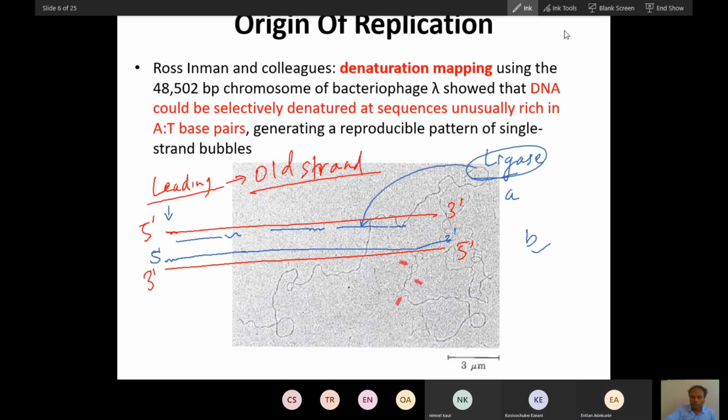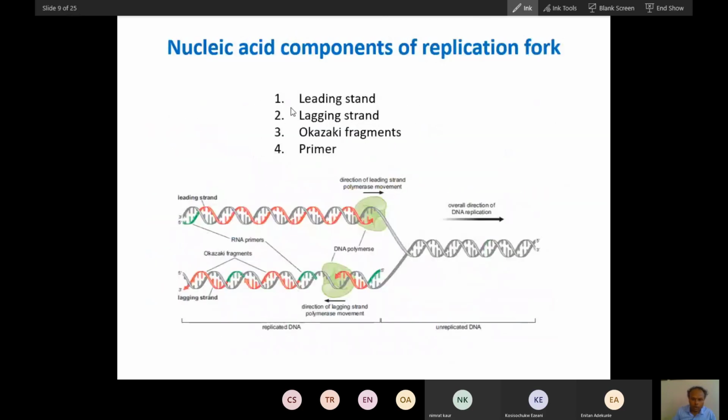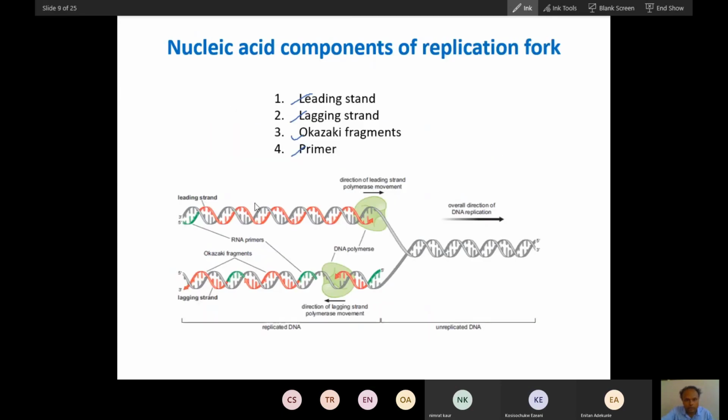So these are the questions you can see. You can see leading strand, lagging strand, Okazaki fragment. To synthesize DNA between Okazaki fragments, and then to seal those Okazaki fragments, DNA ligase is required. You can see this DNA ligase here, not here. If you see this picture carefully, you will understand many things.